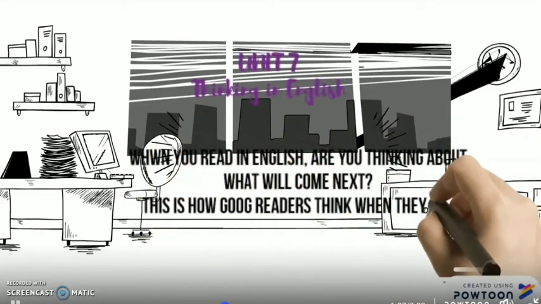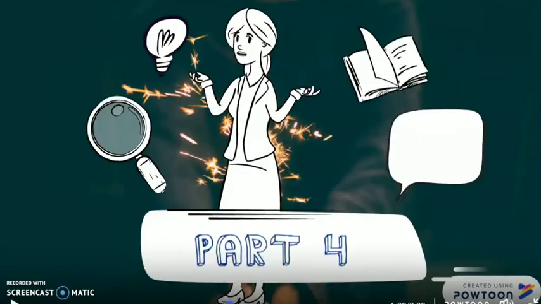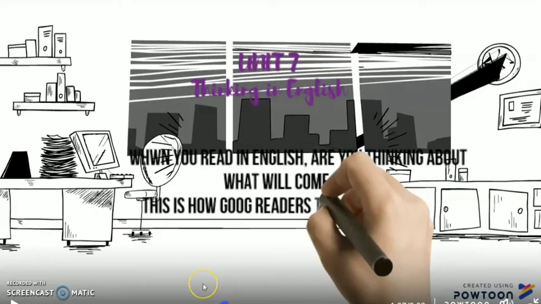Unit 7. Thinking in English. Introduction. When you read in English, are you thinking about what will come next? This is how good readers think when they are reading. They are thinking ahead. That is, they are thinking about the ideas and about what might come next. Their eyes move ahead quickly. In fact, good readers don't have to focus on each word for long. A quick look is enough.